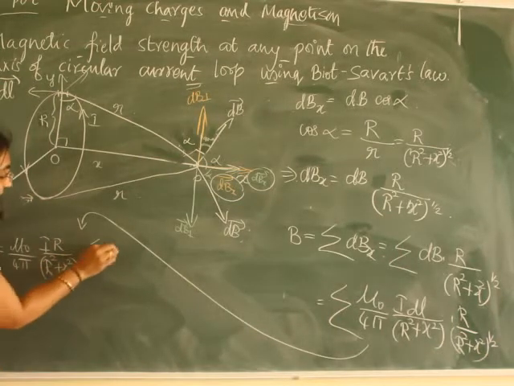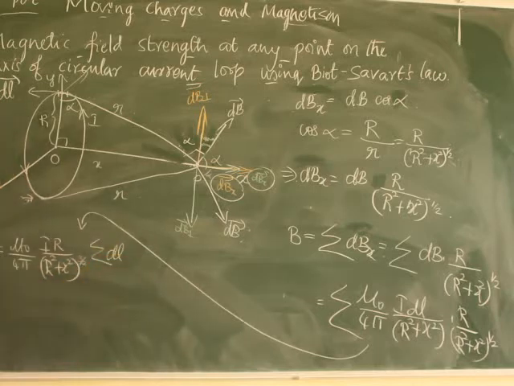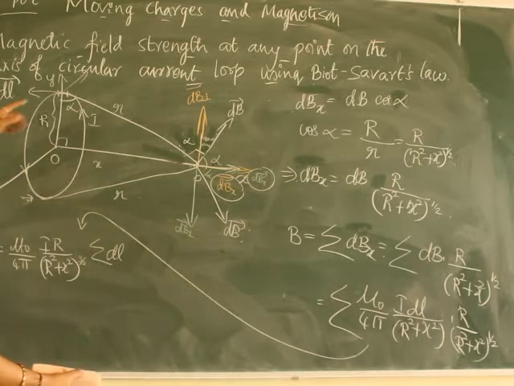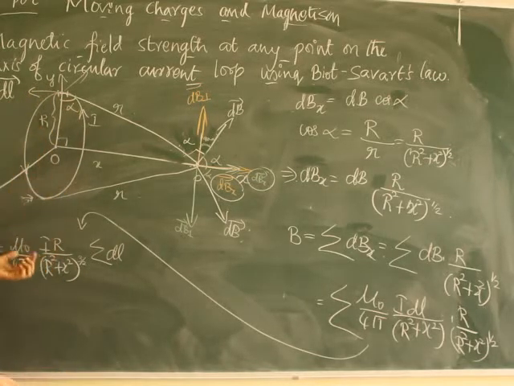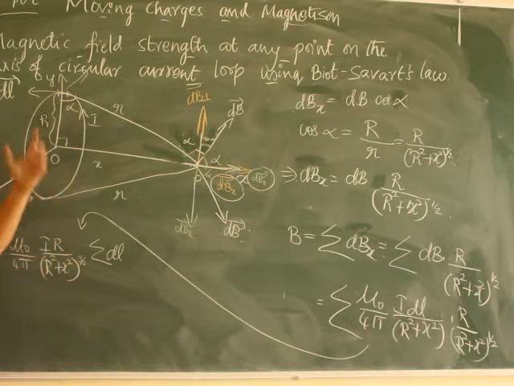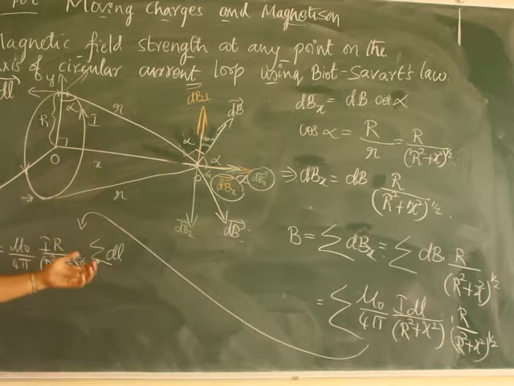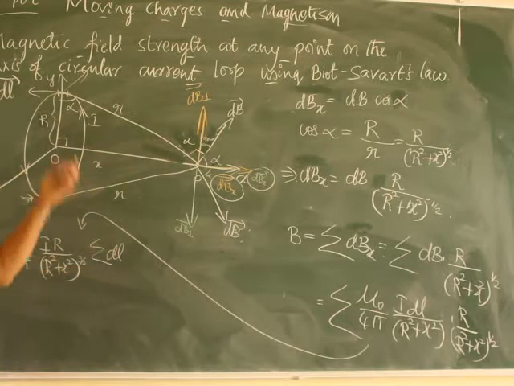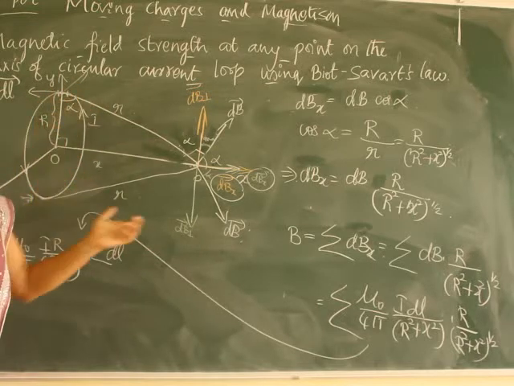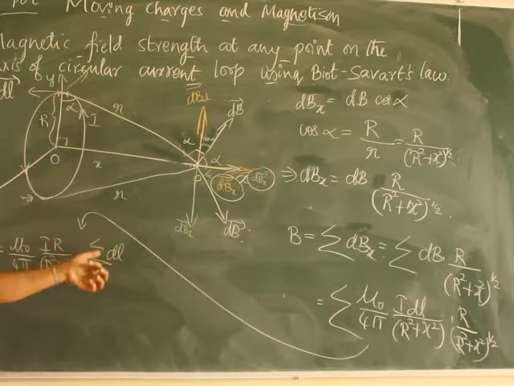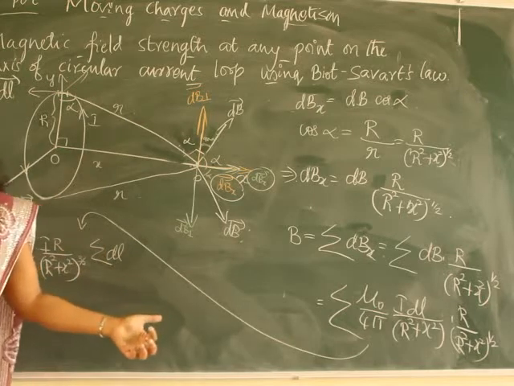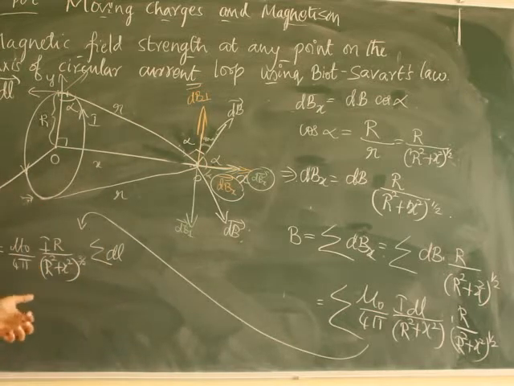I'll write it as summation dl. Only the length will vary, others will remain constant. Mu naught by 4 pi is constant, I is constant, r is constant. The radius will not change, and the x distance also will not change. So the only changing value is dl, the length. You have to add all the lengths, so I will write summation dl.